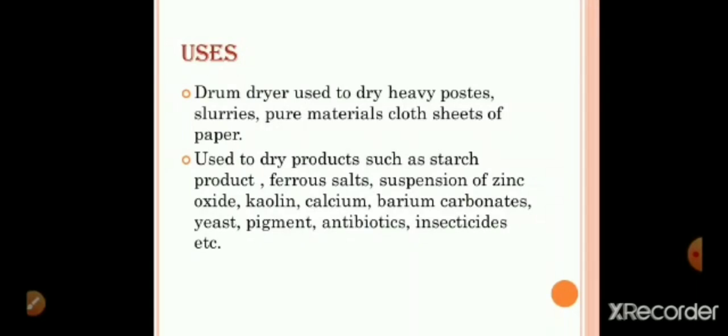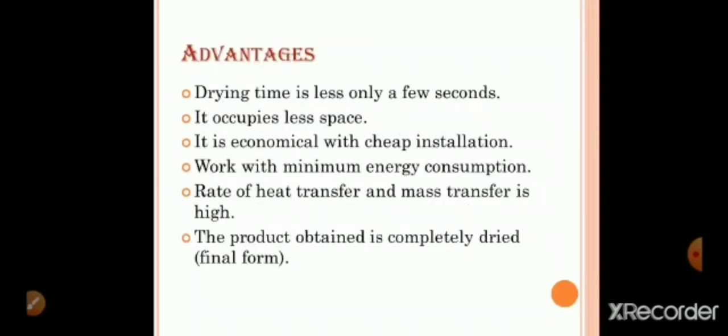Drum dryer is used for drying solutions, slurries, suspensions, etc. It is used under vacuum for drying temperature sensitive products such as vitamin, protein, yeast, pigment, malt extract, hormone and antibiotics. Then see advantages of drum dryer.